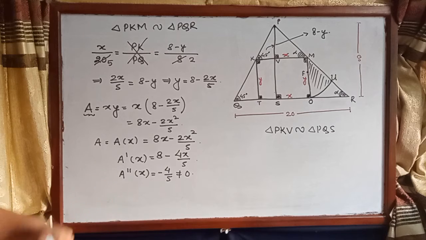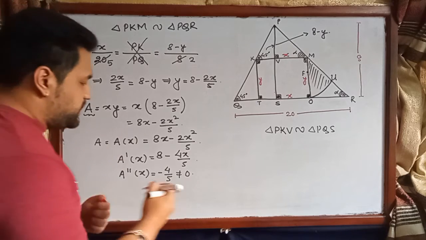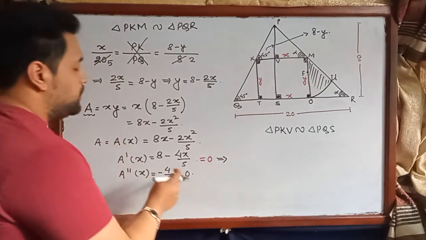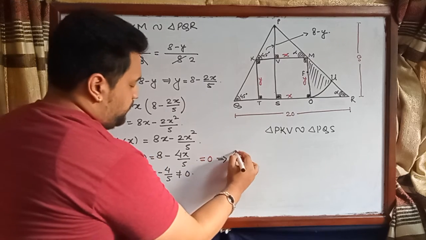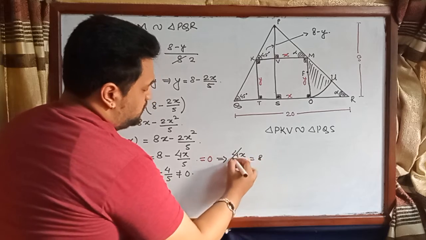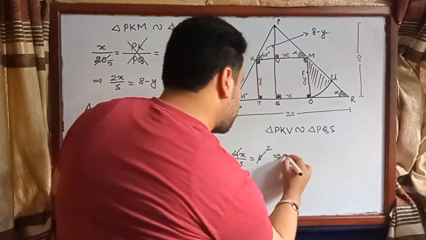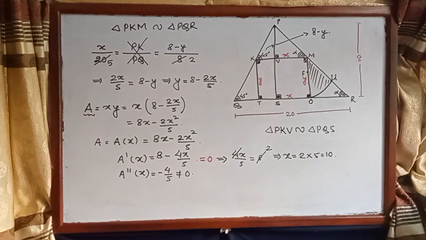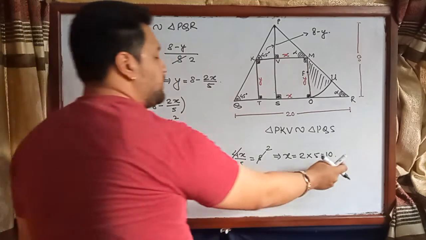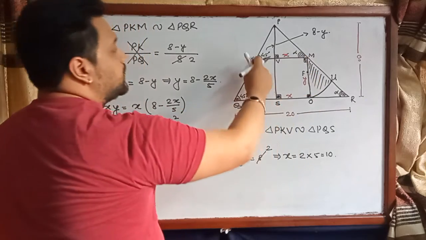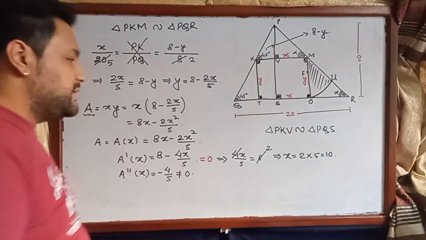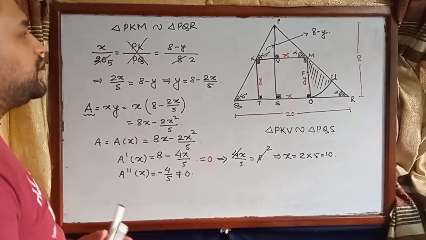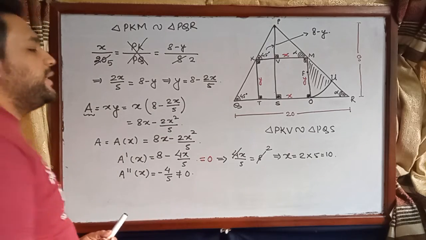So A is maximized means we need to set this thing to 0, which will give us 4x over 5 is equal to 8. This is equal to 2. So x is equal to 2 times 5, which is equal to 10. So if x is equal to 10, then the area is maximized, isn't it? So the required value of x, under the given condition of maximality, is x equal to 10.